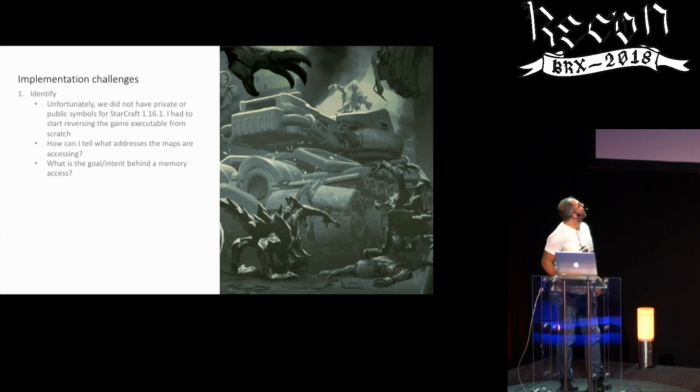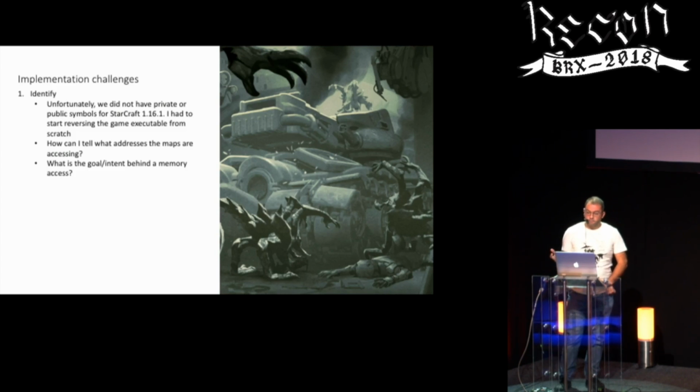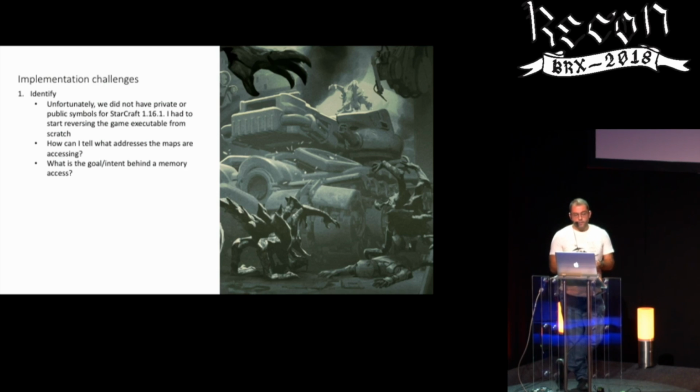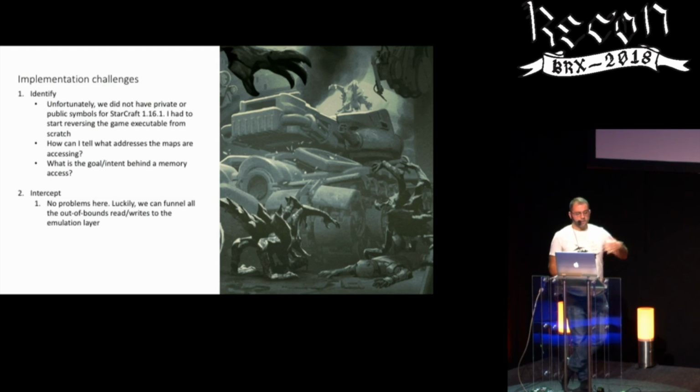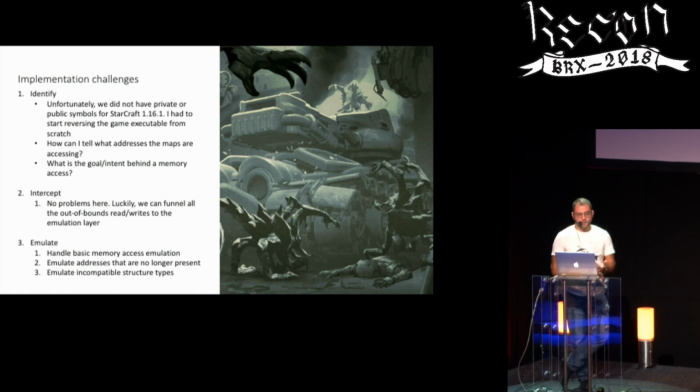But I had so many challenges to that. The first thing is, it's an old game. I had sources, but didn't have the exact source snapshot from 2009, and no PDBs, no nothing. And also I had to understand what is the intent when they write to a certain memory location. Sometimes they write to the memory location, but it can mean so many things. And the interception, once I identify what they're doing, I can plug in the emulator at the overflow case. And the last step is basically to emulate the intent of the access.